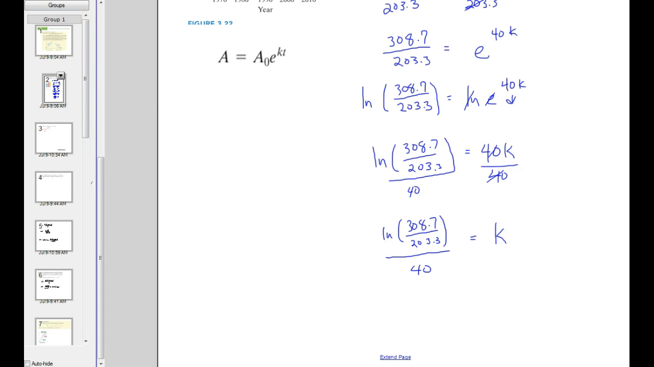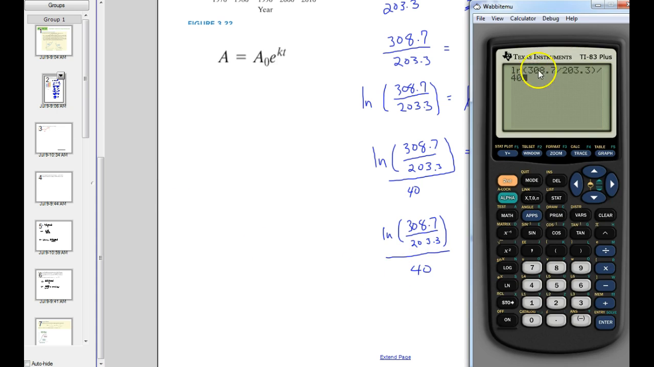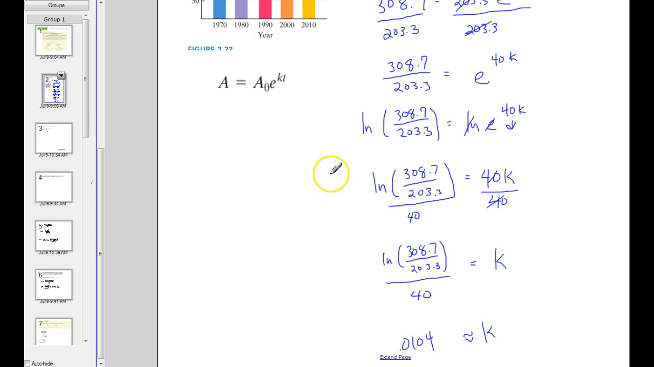Alright, and if you look at what we have here, we got an exact answer. Again, it's an ugly answer, but it's an exact answer. Natural log of this number divided by this number, all that divided by 40. So when I put that into my calculator, just got to be careful with your parentheses. The natural log of all of this fraction in the parentheses, then divided by the 40. There's my value for k. So 0.0104 roughly. So now we've got a value for k.